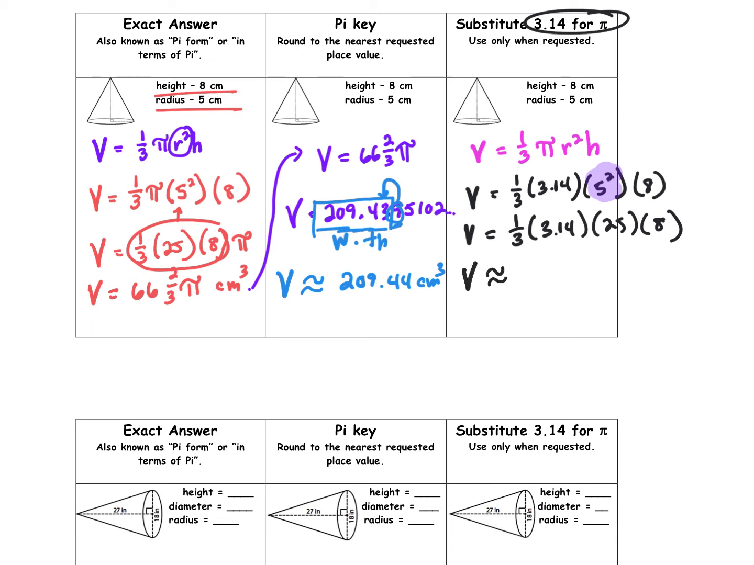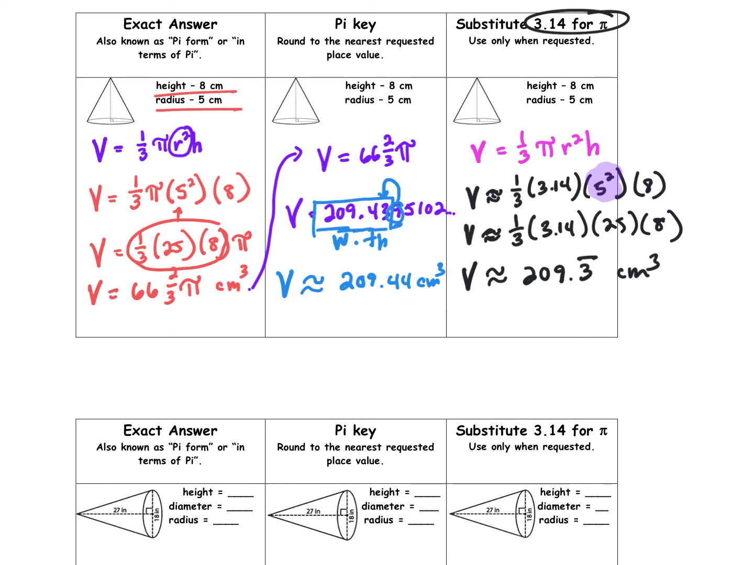Again, this is approximately, and I should have, the minute I put pi, used the approximate sign. It's 209.3 repeating. And that's centimeters cubed. And if I compare these two, the answer that uses pi is always going to be smaller than the answers that use more digits of pi.